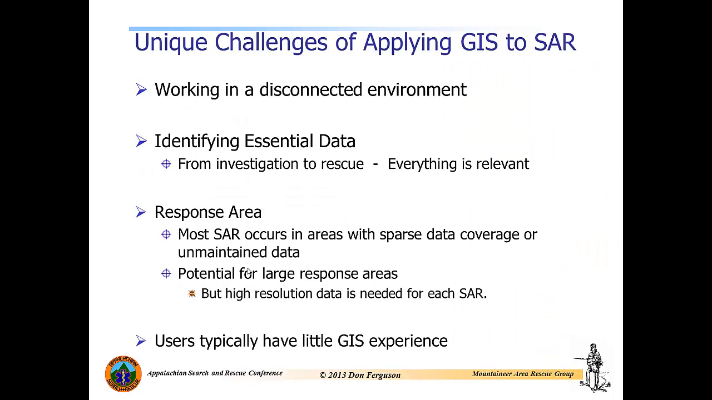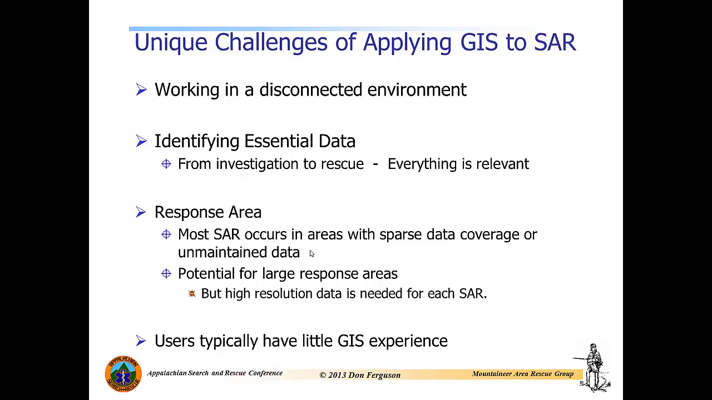But Wilderness Search and Rescue offers some unique challenges for applying GIS. For starters, we're oftentimes working in a disconnected environment, so we typically don't have access to the cloud for either software or data. And along with data access, it's oftentimes difficult to identify exactly what data is needed. We began with some guidance from the wildland fire community, but in the investigative environment of search and rescue, all the data can be potentially relevant.